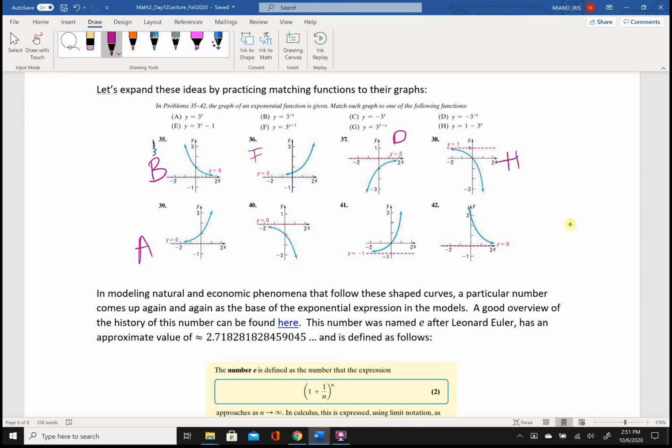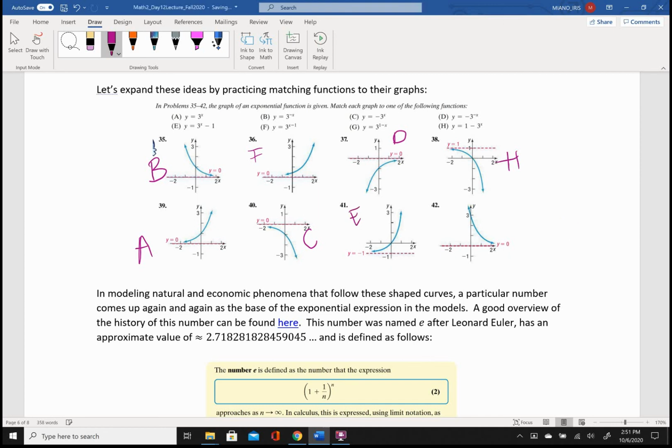Negative, y equals negative 3 to the x power. So I'm going to save that one, C. And number 41, it looks like we have that parent in which a is greater than 1, but it's shifted down by 1. So which function does that most look like? Looks like E to me.